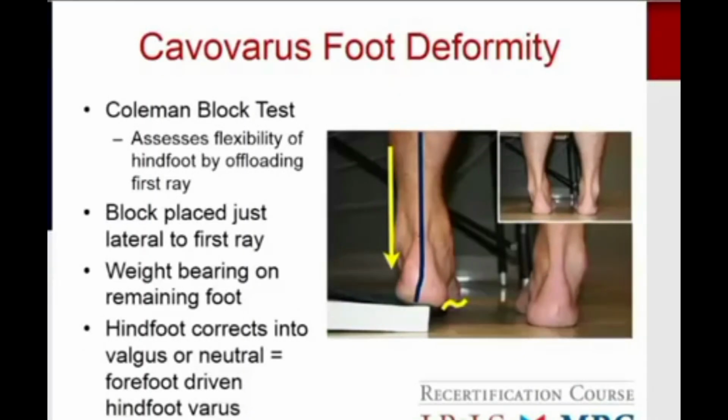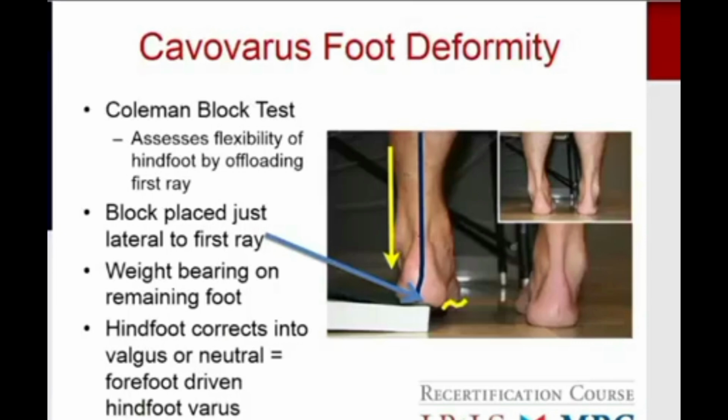The Coleman block test is a great method to assess the fixed forefoot deformities that you may have. Like I said before, in cavus foot, you have that fixed translation of the forefoot or the first ray into more and more plantar flexion. So what the Coleman block does is it offloads that. If you take your block or your book and you place it lateral to the first ray, you've now freed up your first ray and offloaded it.